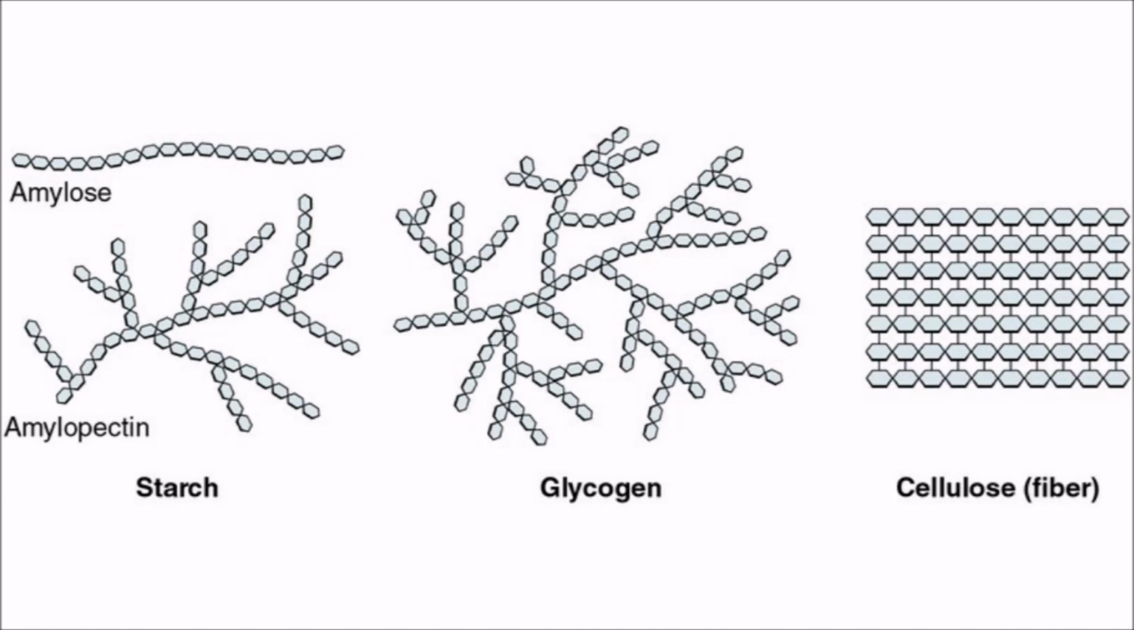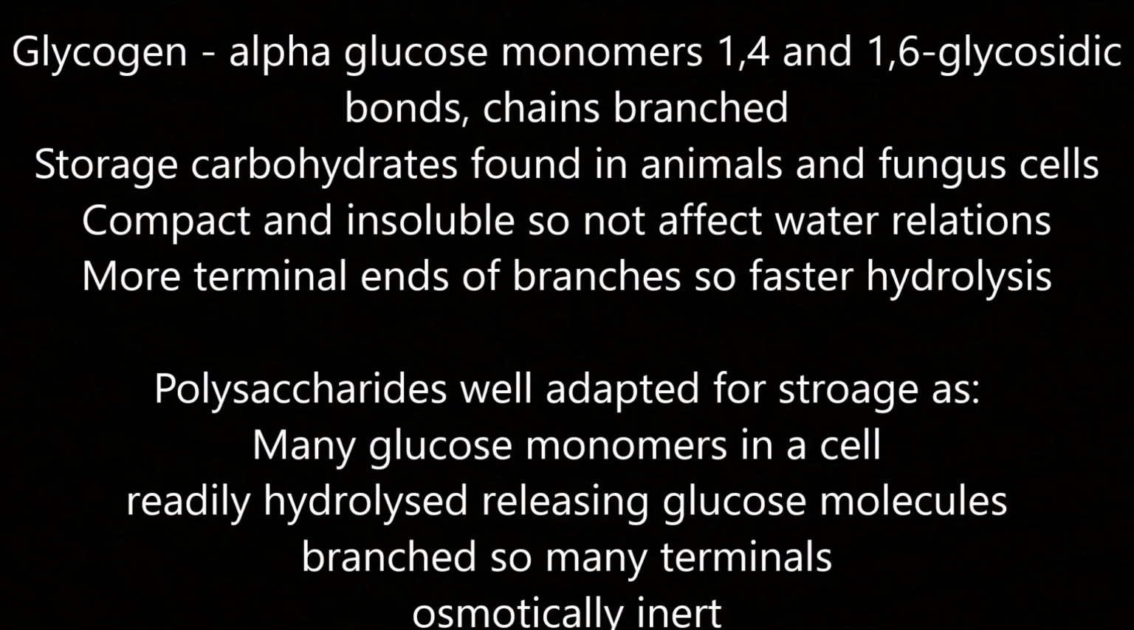Here's an example of starch, amylose and amylopectin. Here's an example of glycogen, and here is an example of cellulose. Glycogen is made of alpha glucose monomers with 1,4 and 1,6-glycosidic bonds. Chains are branched. It's a storage carbohydrate found in animals and fungi. It is compact and insoluble, so it doesn't affect water relations, and it has many terminal ends of the branches, so faster hydrolysis. Polysaccharides are well adapted for storage as they have many glucose monomers in the cell, readily hydrolyzed, releasing glucose molecules. They're branched so have many terminals, and they're osmotically inert.